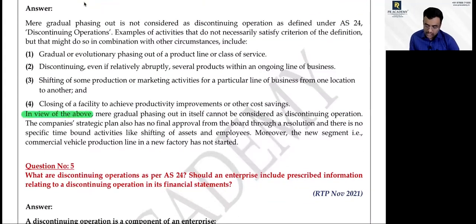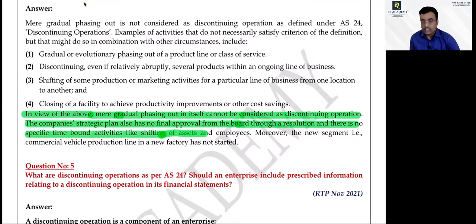In view of the above, mere gradual passing out by itself cannot be considered a discontinuing operation. The company's strategic plan also has no final approval from the board through a resolution, and there are no specific time-bound activities like shifting of the assets and employees. There is no time-bound commitment on how many days I will close it.